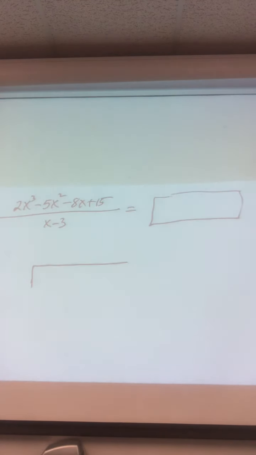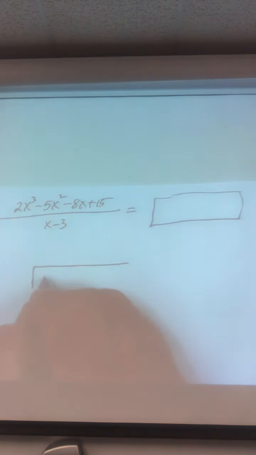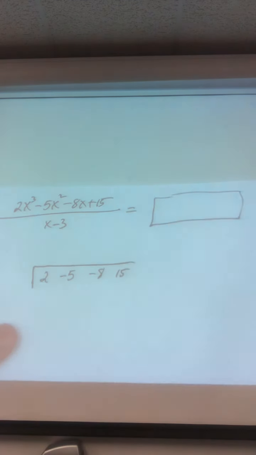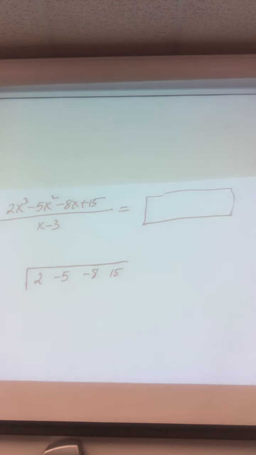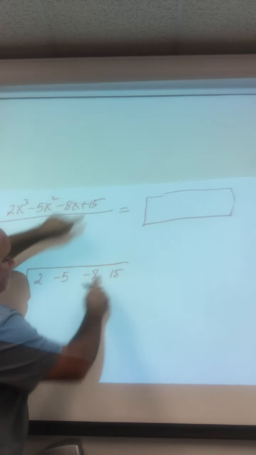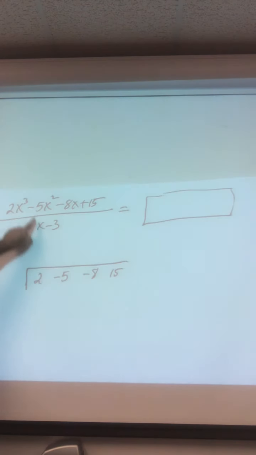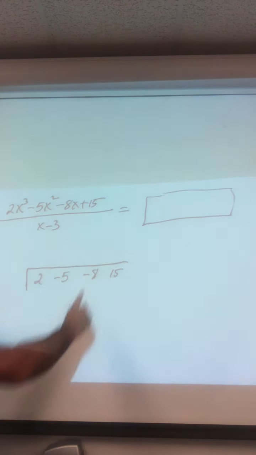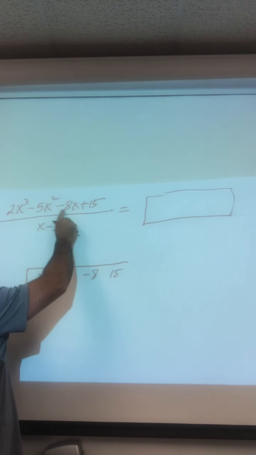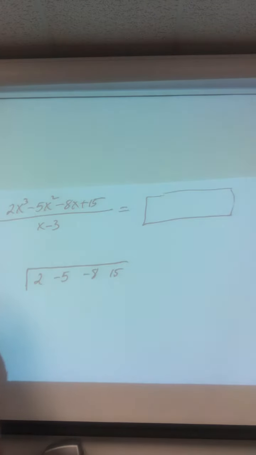So let's put those four numbers: 2, -5, -8, and 15. Now, make sure you don't lose that negative. You don't have to put the plus in front of the 15. It's understood. But if any of these numbers is negative, you have to put the negatives.